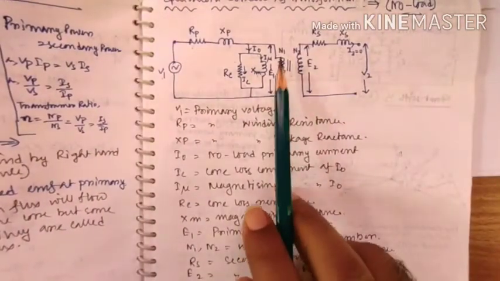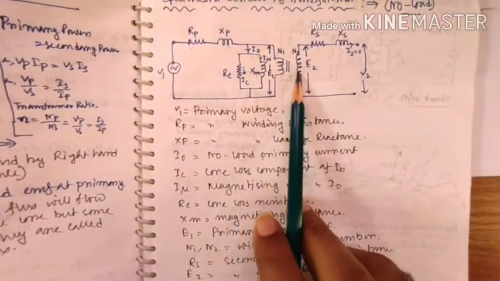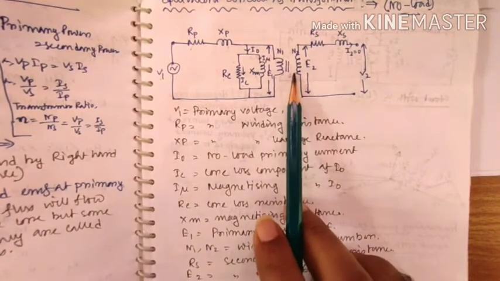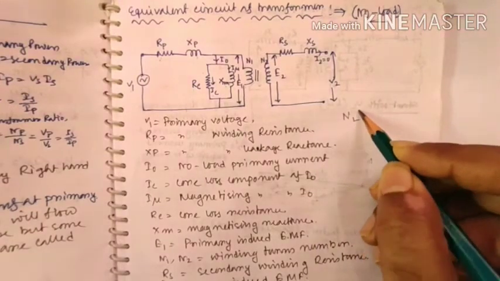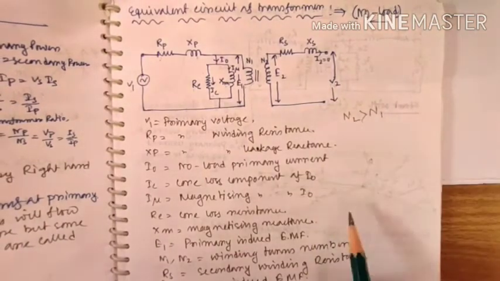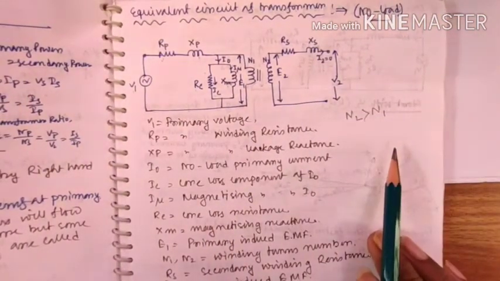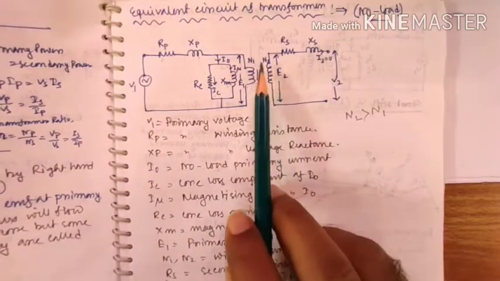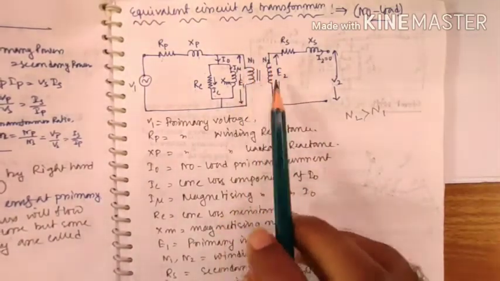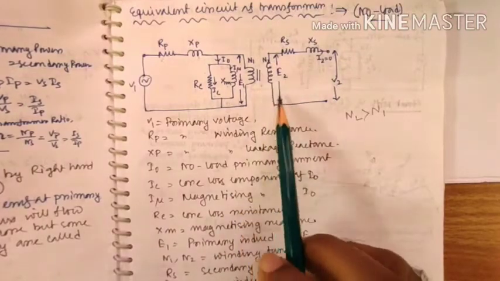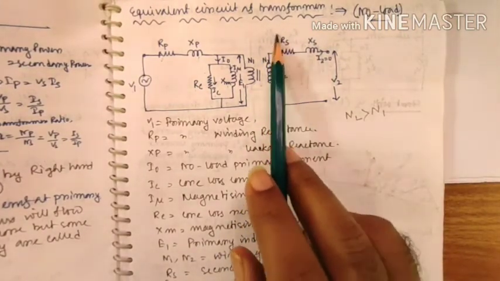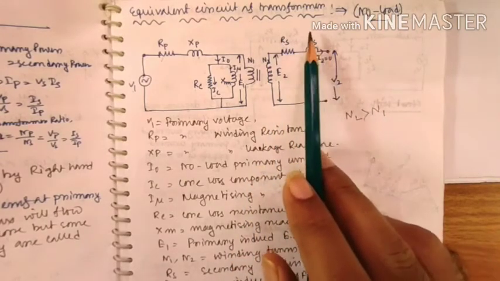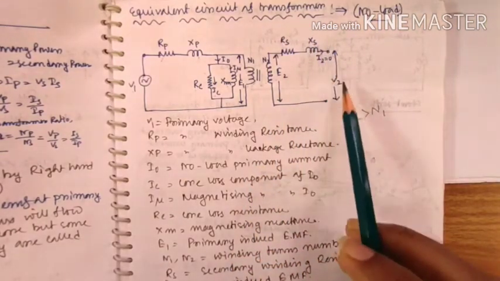The number of turns of the primary is N1. The number of turns on the secondary, as you can find in the diagram, is higher. We have assumed that N2 is greater than N1. With this condition I have drawn this diagram. Due to mutual inductance, a certain amount of voltage will be induced here, that is E2, along with the secondary winding resistance, secondary winding reactance, and the open terminal voltage V2.